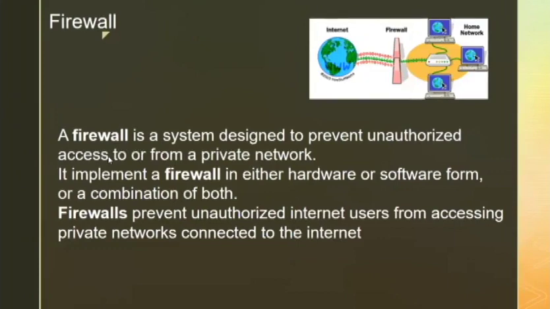Firewall. Here you can see this diagram, or see the picture. Here there are several pieces of information or data coming from the internet to the home network. You can see the red lines, there are two red lines and one green line. The firewall filters the data. So you can see the home network receives only the green line. So that means the firewall can filter the data. So this is working like a wall.